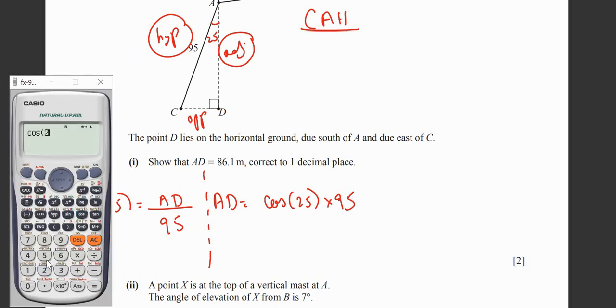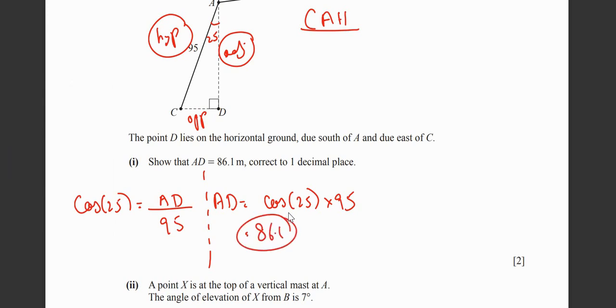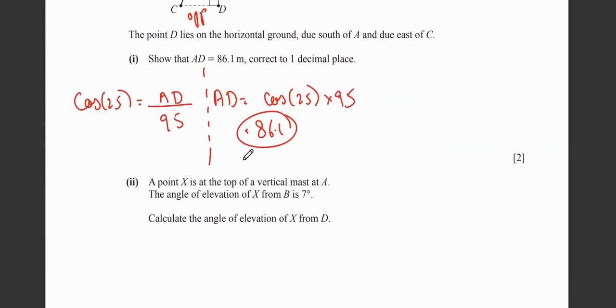So cos 25 multiplied by 95 is 86.09, which means 86.1. So I have shown you guys. Now the question says a point X is at the top of the vertical mast at A. The angle of elevation of X from B is 7. Calculate the angle of elevation of X from D.